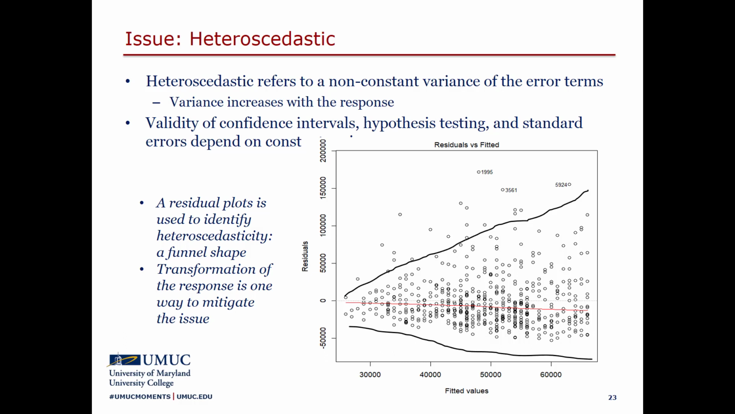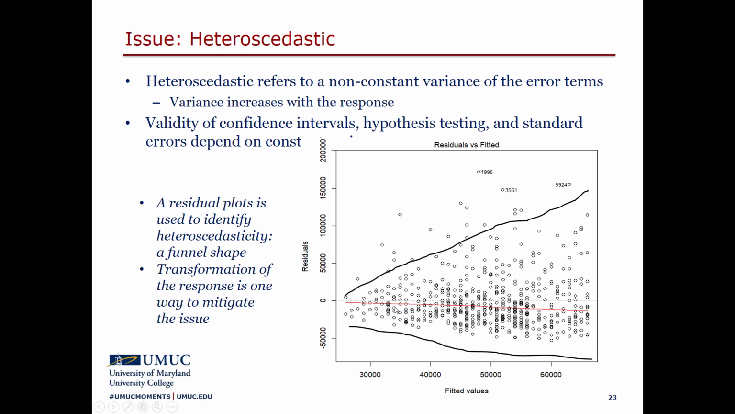Another issue that you have to be familiar with and check for is heteroscedasticity. Basically, we assume that the variance doesn't change with the value of the response. Heteroscedastic refers to a non-constant variance of the error terms, so basically the variance increases with the response. The validity of the confidence intervals and the hypothesis tests all depend on this assumption.